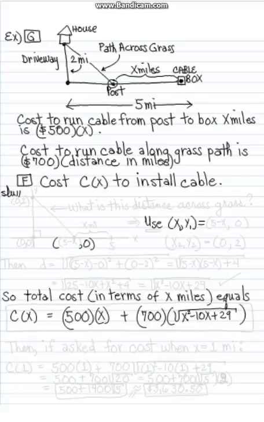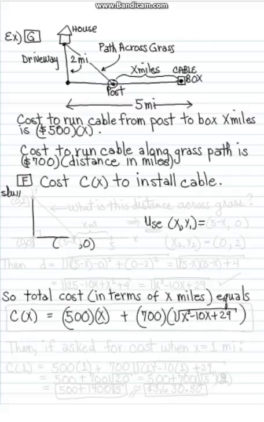So we're asked to find the cost expressed as a function of x, where x is a distance in miles. So that's C of x, the cost as a function of x to install the cable. All right, so here's our solution.